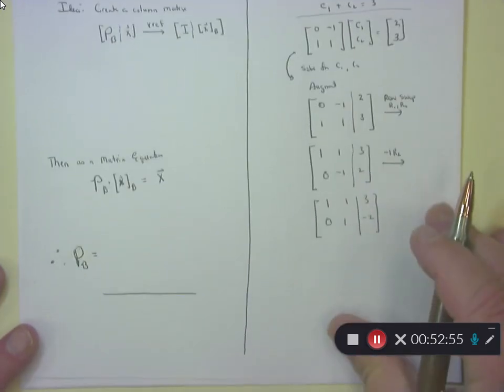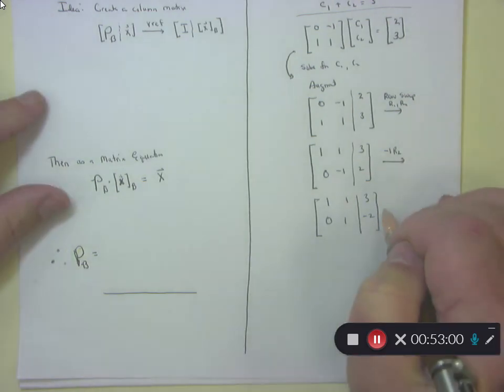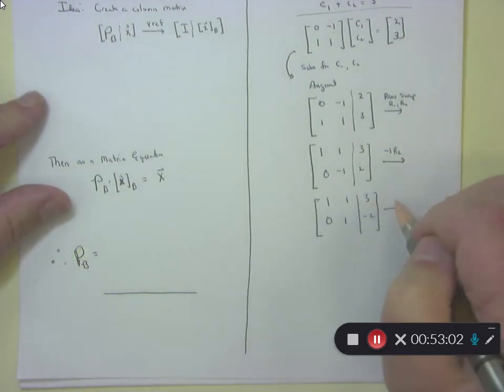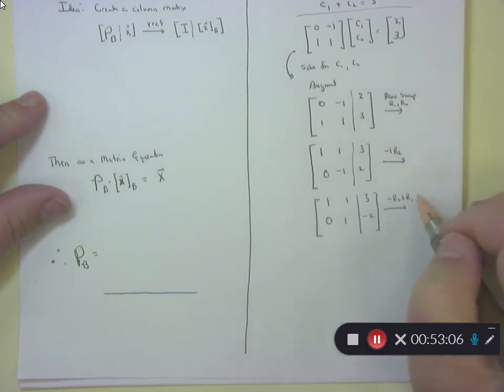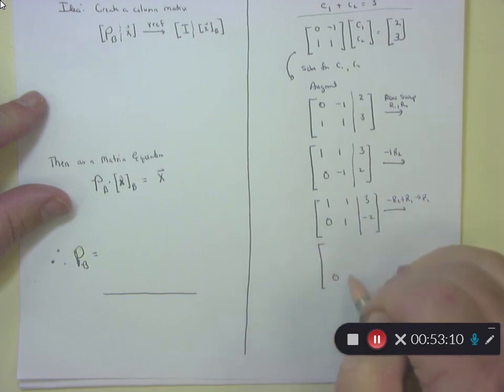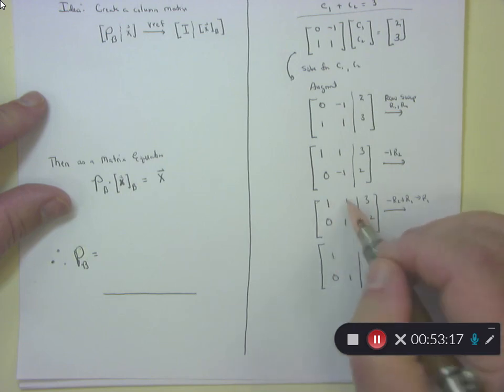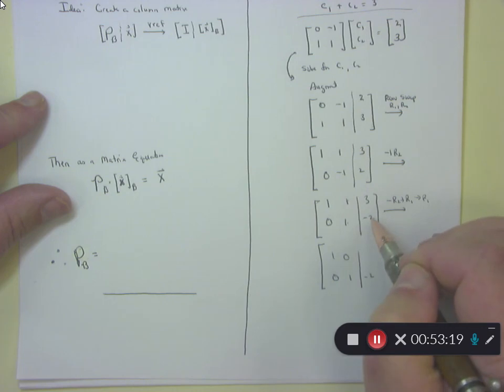And now I've got one more move to make, which is this. I'm going to sweep up and go negative 1 times row 2, add it to row 1. Whatever row I add to, I replace row 1. This would give me 0, 1, negative 2. So just negative this and add. So negative 0 plus 1 is 1. Negative 1 plus 1 is 0. Negative, negative 2 plus 3 is actually 5. So there we go.